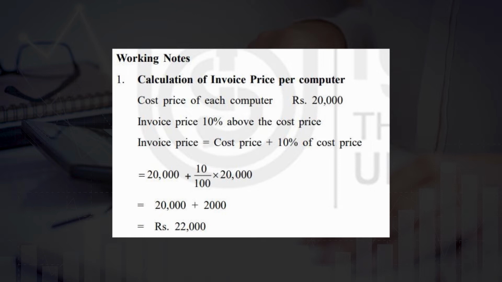And total loading on goods sent on consignment is 2 lakh. So loading is 2,000 rupees per computer, and closing stock is 20 computers. If 2,000 rupees is loading on one computer, then what will it be on 20 computers? So 2,000 into 20 is 40,000. Here instead of 200 it must be 2,000. This is a printing mistake.